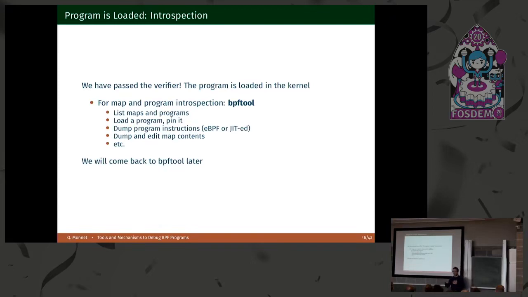So we have our program sitting here, and what can we do with it? We have a number of options, such as listing existing programs in the kernel and maps, and dumping the instructions for those programs or the content of those maps. Maps will typically be array maps or hash maps, or there are a number of additional maps for some specific use cases. So bpftool here is the main tool that we use on a daily basis to inspect those objects when they are loaded in the kernel. I'll come back to bpftool later, though.